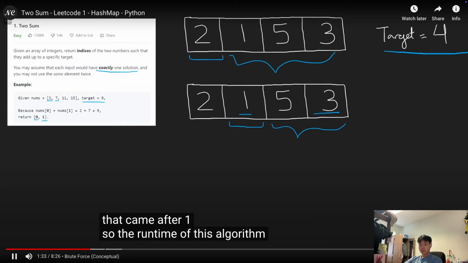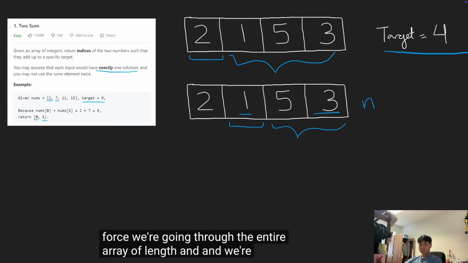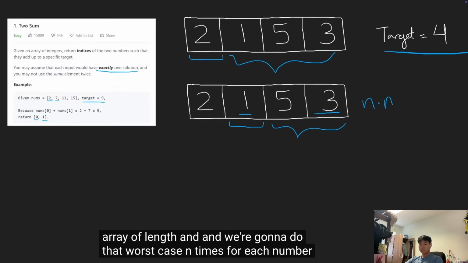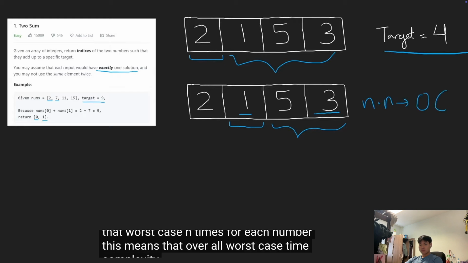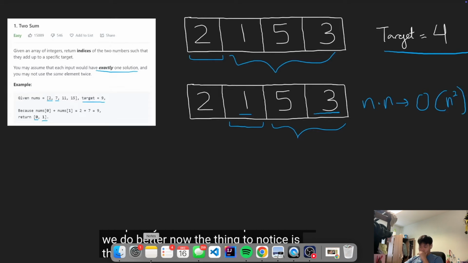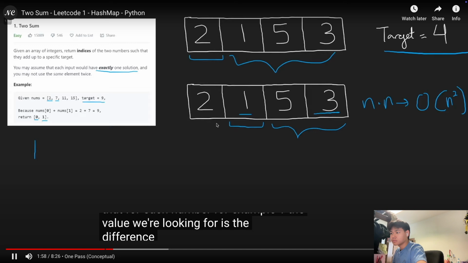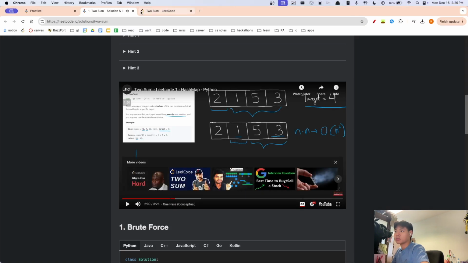So the runtime of this algorithm isn't super efficient. This is basically brute force. We're going through the entire array of length n, and we're going to do that worst case n times for each number. This means that the overall worst case time complexity will be O of n squared. So can we do better? Now, the thing to notice is that for each number, for example, 1, the value we're looking for is the difference between the target and this.